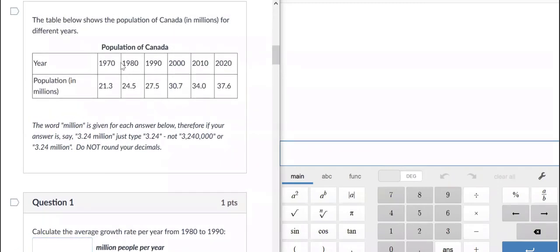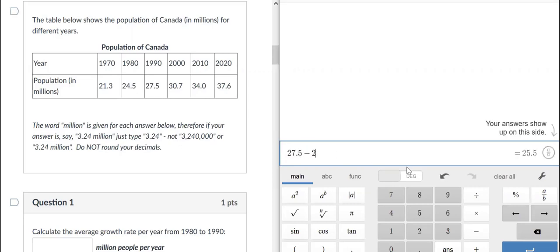So we just look at the population in 1980, it was 24.5 million or 24,500,000. And then 1990 was 27.5, so 27,500,000. So what we do is we just take our 27.5, subtract 24.5, and we find 3. Well, the population increased by 3 million, right? That was 3 million over the 10-year period.